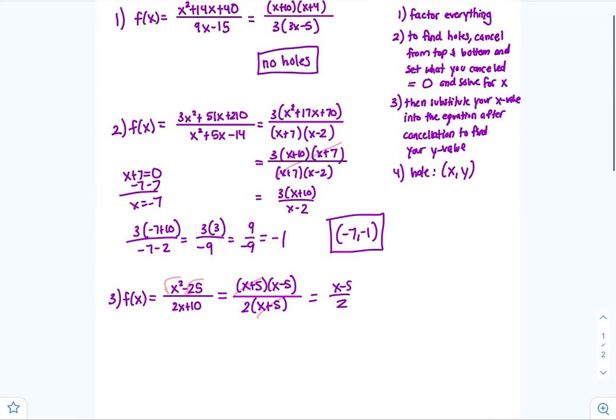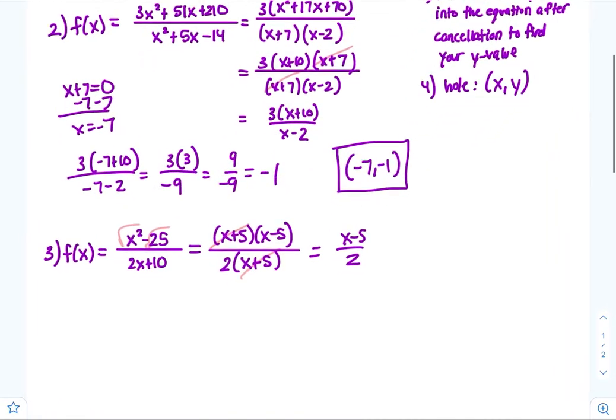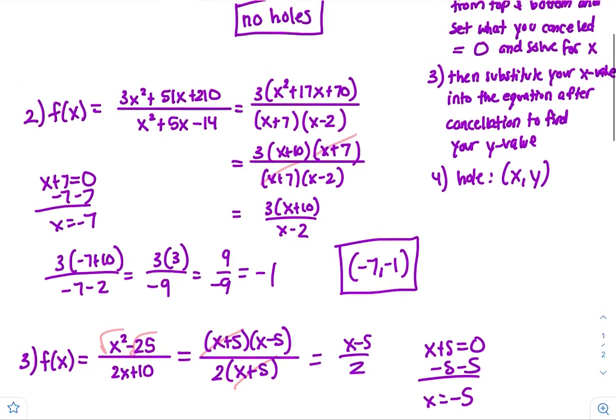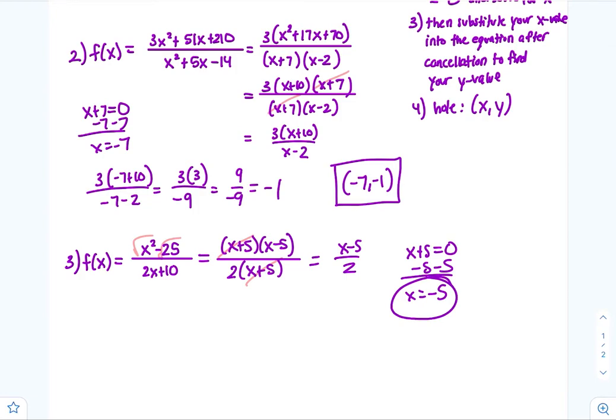Now, again, to find our holes, we cancel from top and bottom, which we did, and then set what you canceled equal to 0. Well, we canceled out x plus 5, so x plus 5 is going to equal 0. Subtract 5 from both sides, so x equals negative 5. Then, substitute your x value into the equation after the cancellation to find our y value. So we're going to have negative 5 minus 5 all over 2. Negative 10 over 2, which is negative 5.